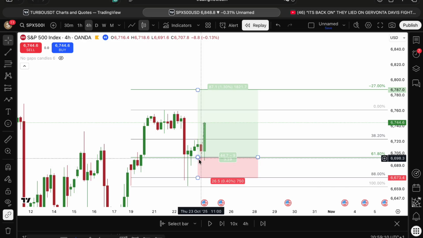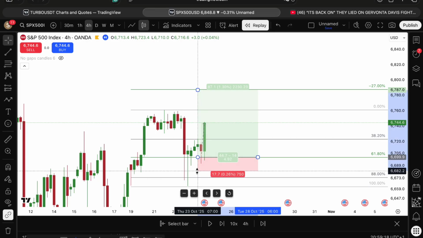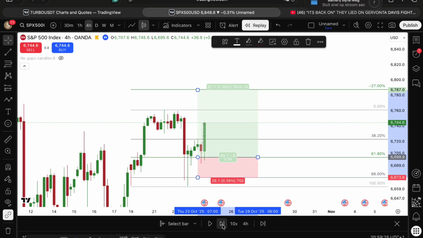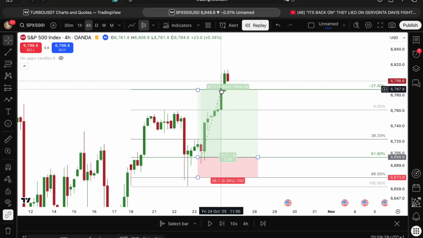You can see we have entered this trade right here. And as soon as price breaks and closes above the 38 level, I can now move my stop loss to my entry point to create a risk-free trade. Right now, we are just waiting until our take profit gets hit. And as you can see, our take profit has been smashed.